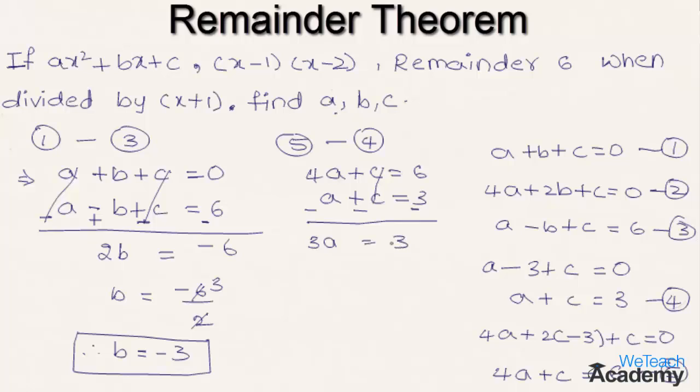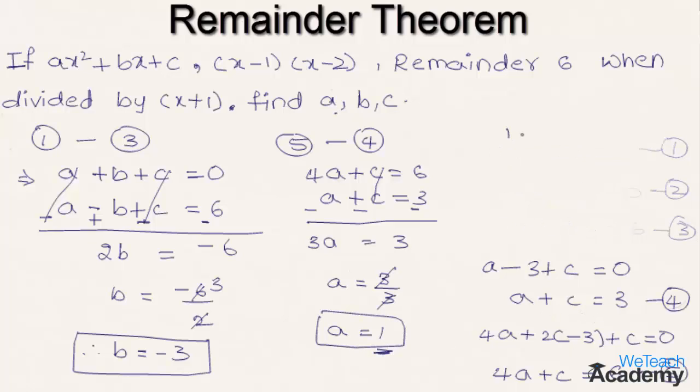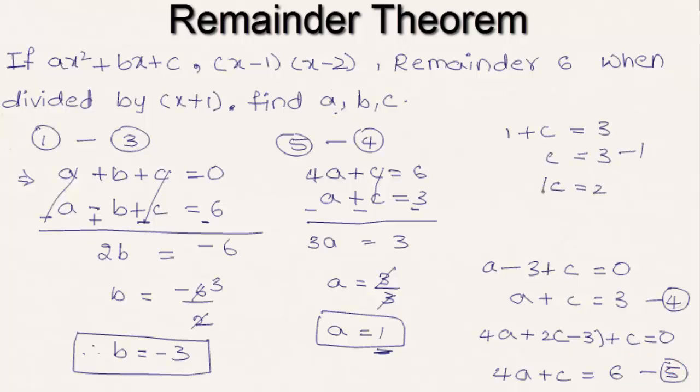Now let us transfer 3 to the right hand side. We get a is equal to 3 divided by 3. By simplifying, 3 and 3 get cancelled and we get the value of a as 1. Now let us substitute the value of a in the equation 4. We get 1 plus c is equal to 3. Now let us transfer 1 to the other side. We get c is equal to 3 minus 1 and therefore we get the value of c as 2.